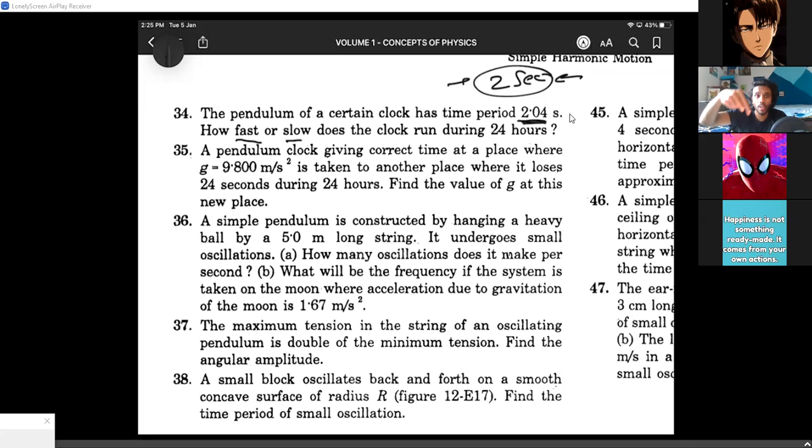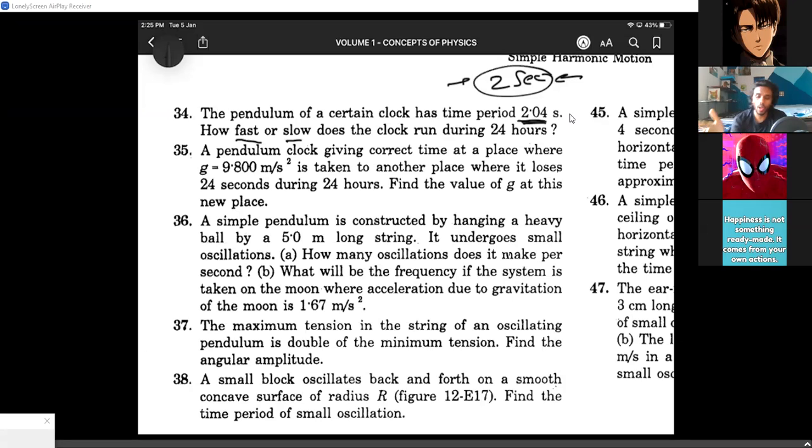To complete one oscillation, it will take more time. To complete two oscillations, it will take more and more time. To complete three oscillations, it will take even more time. So it won't complete enough oscillations, and it will show as a slow watch.